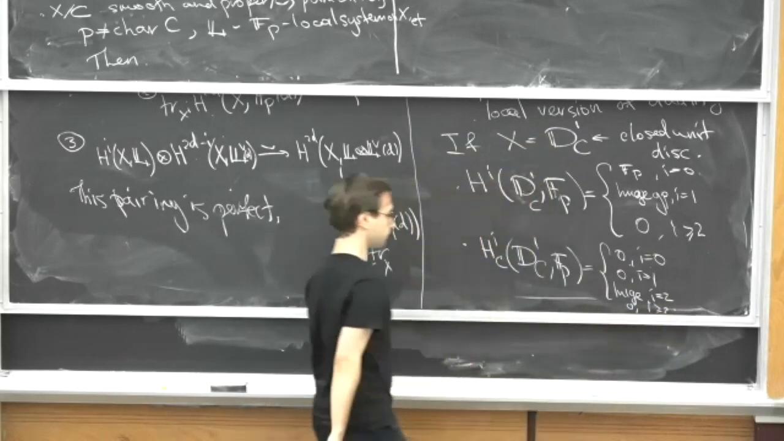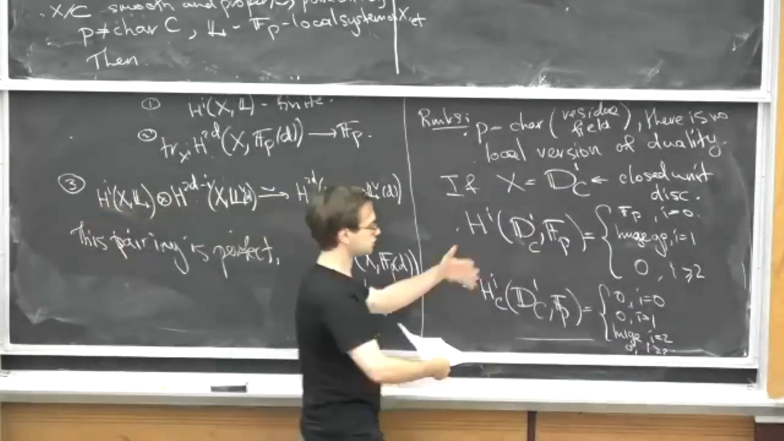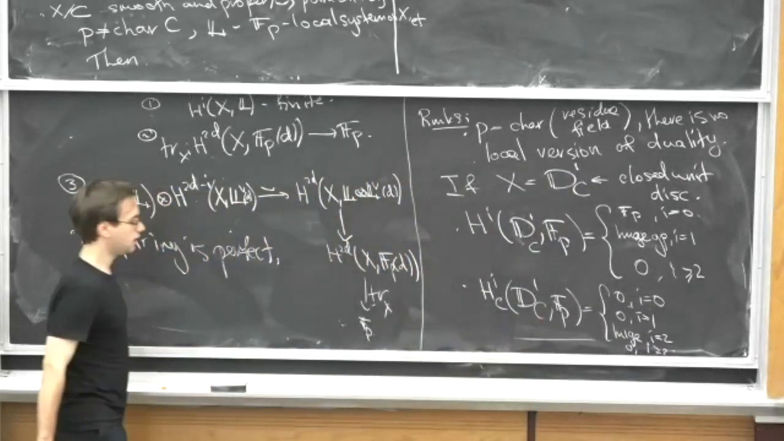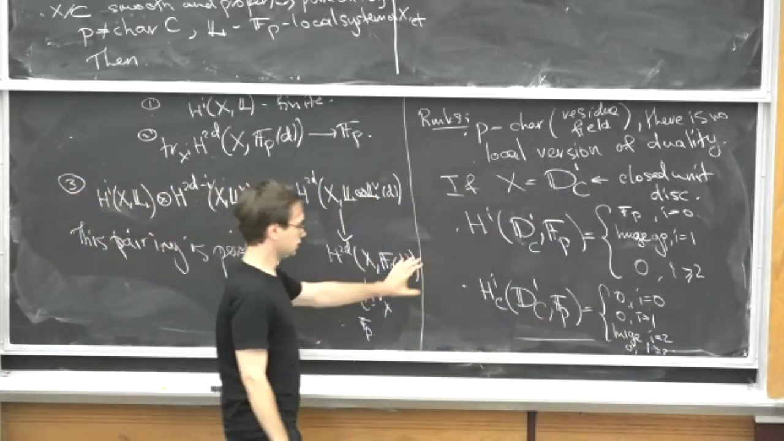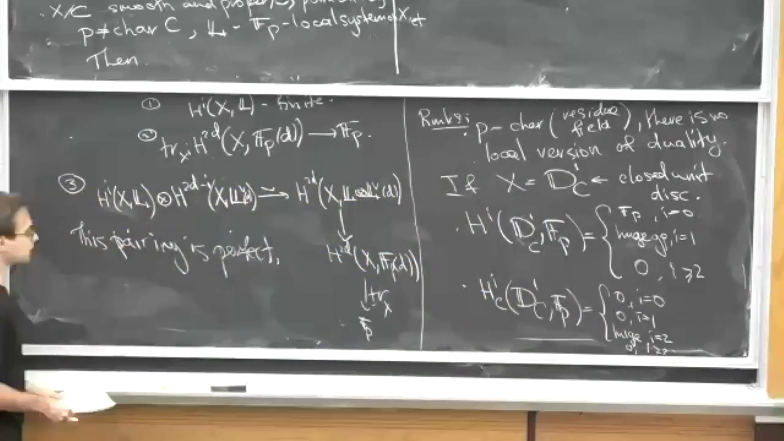And somehow from this you can see that there is at least no hope for Poincaré duality. There might be something smarter, but the naive version certainly fails. Okay, so there is no hope for this.